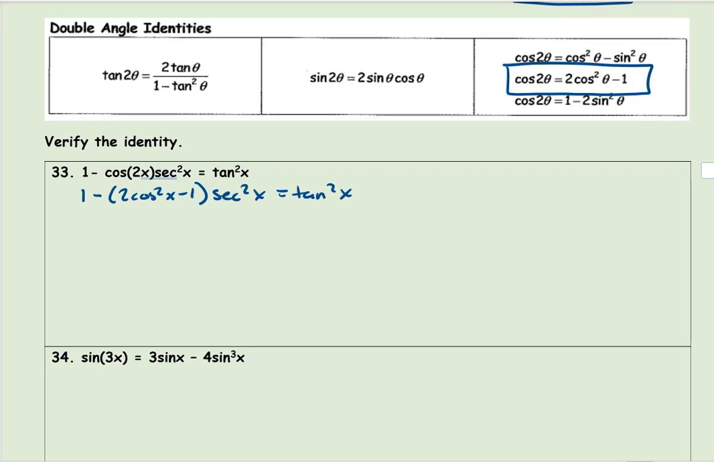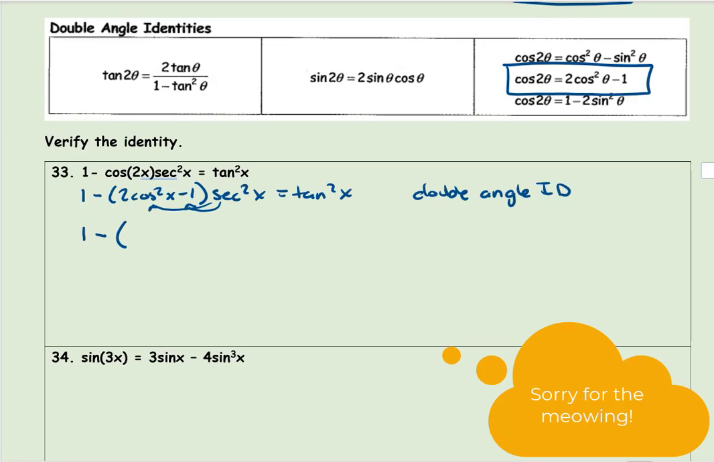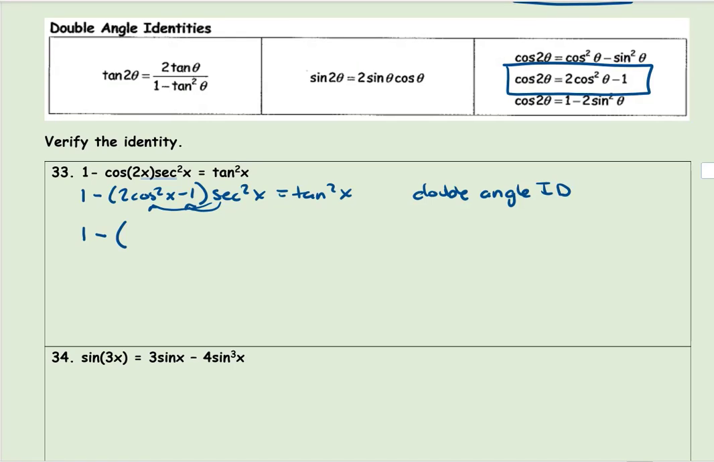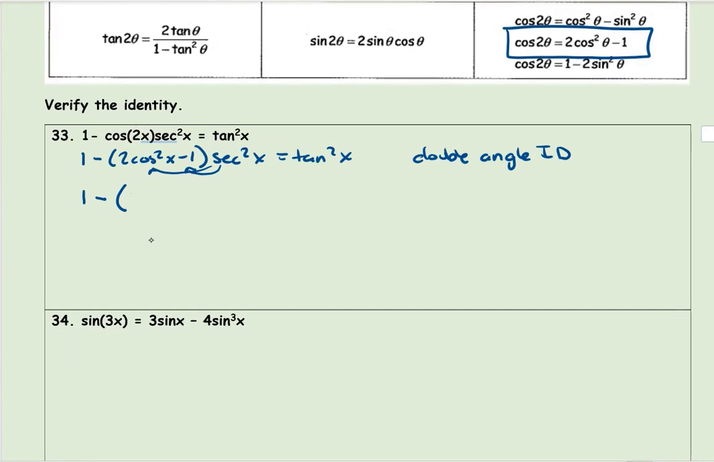And that is using the double angle identity. Okay, so the next thing I'm going to do is distribute the secant in here. So I'm going to bring this 1 down, and now we have 1 minus 2 cosine squared x times secant x. This cosine x and the secant x are reciprocals. That's why we chose it. That's just going to give me 2. And then we have negative 1 times secant squared x, which is going to give us negative secant squared x.